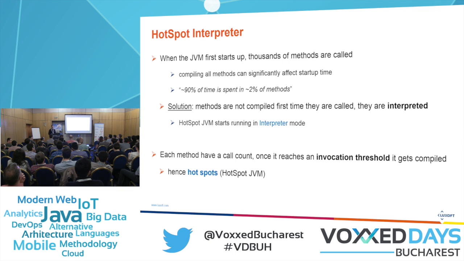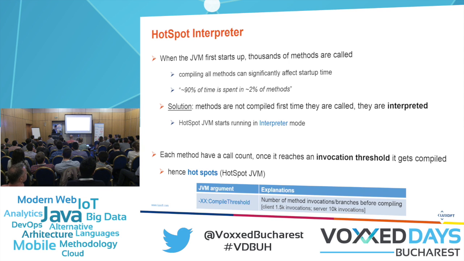Yes? Is this invocation threshold a fixed number? It's defaulted, but we can slightly change it. For example, in the case of client, it is lower, 1.5K invocations, and for the server, it's a bit higher. Let's see how it looks.